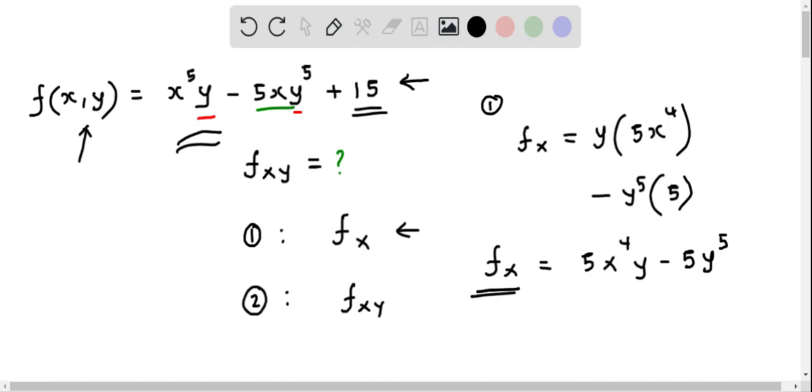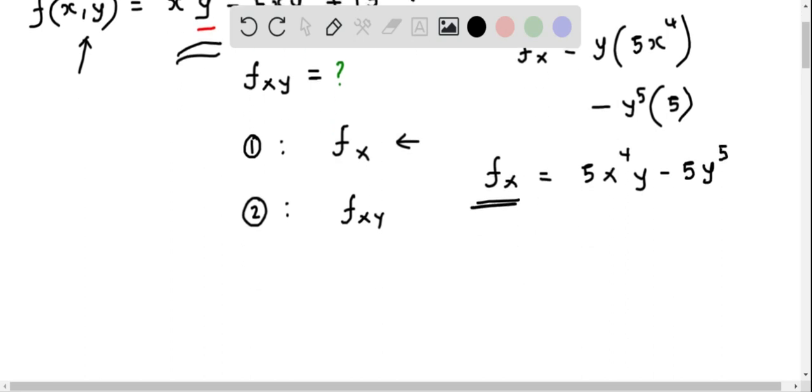Now we have to consider this function and do the partial derivative of this function with respect to y, which means this time we have to treat x as constant. So we have x over here, and that's the only x we have in this expression. So let's write down f_xy. We are finding the partial derivative of this expression with respect to y.